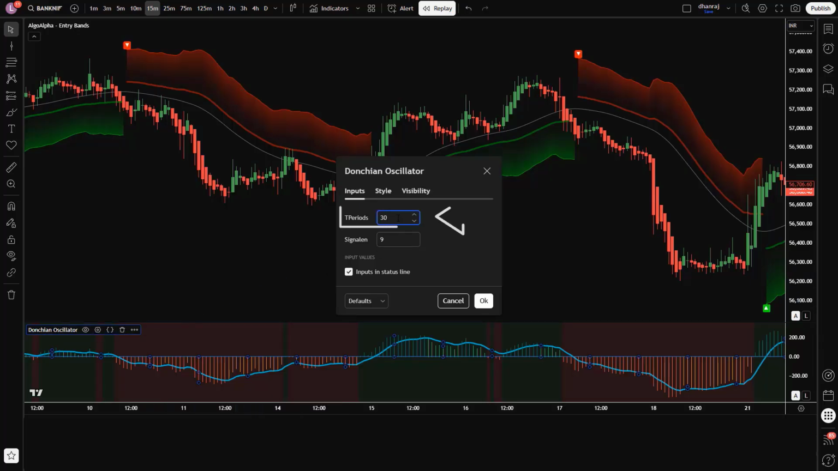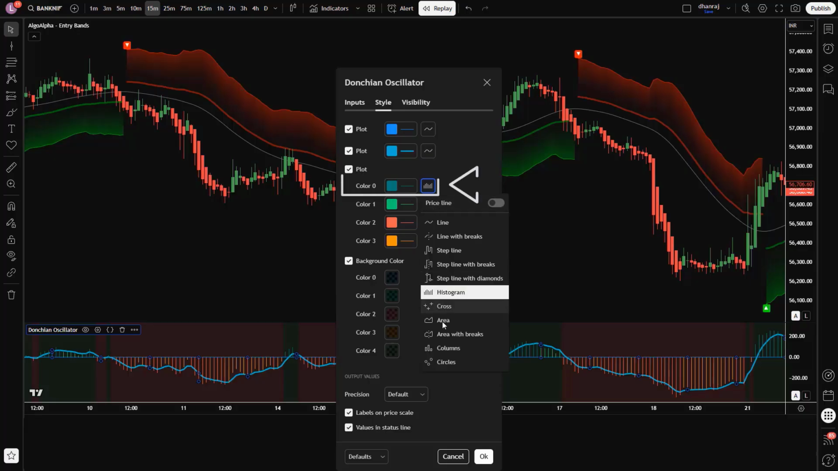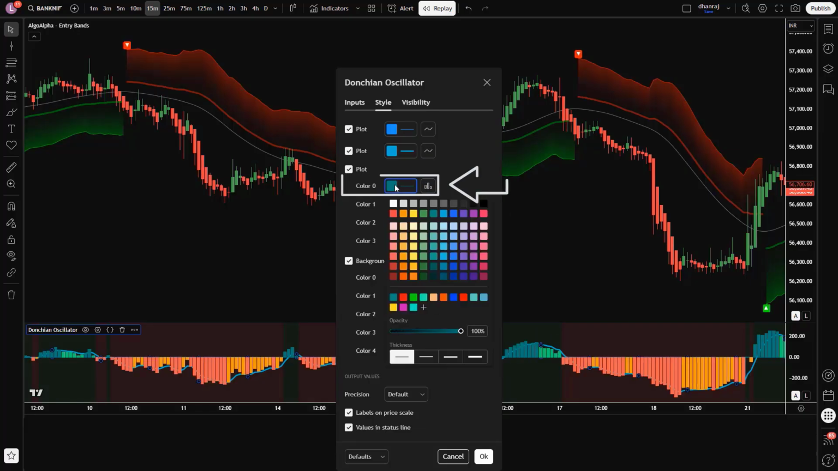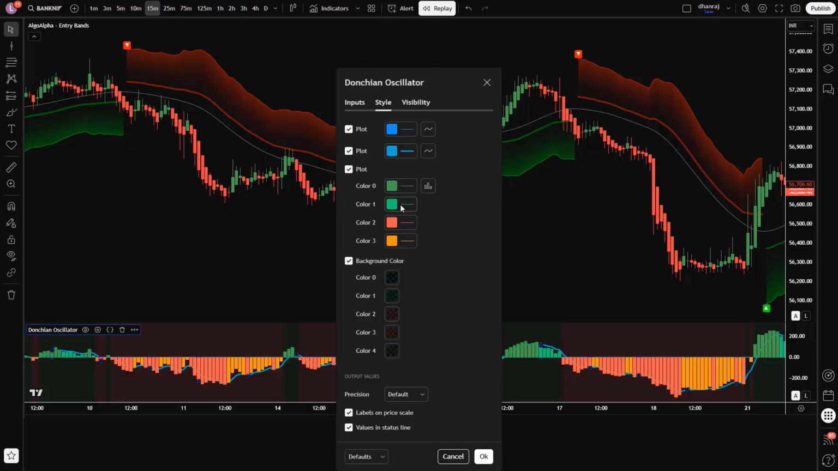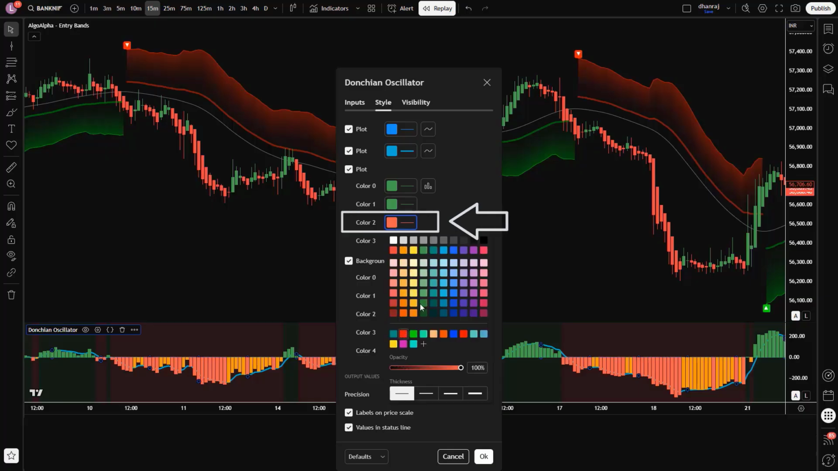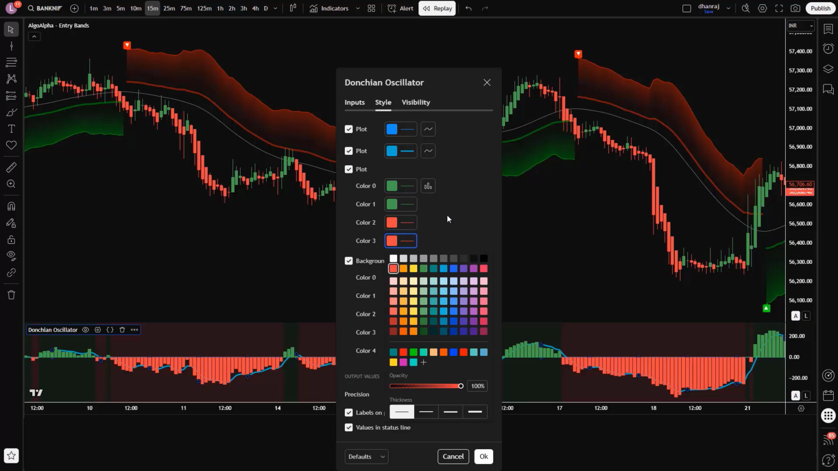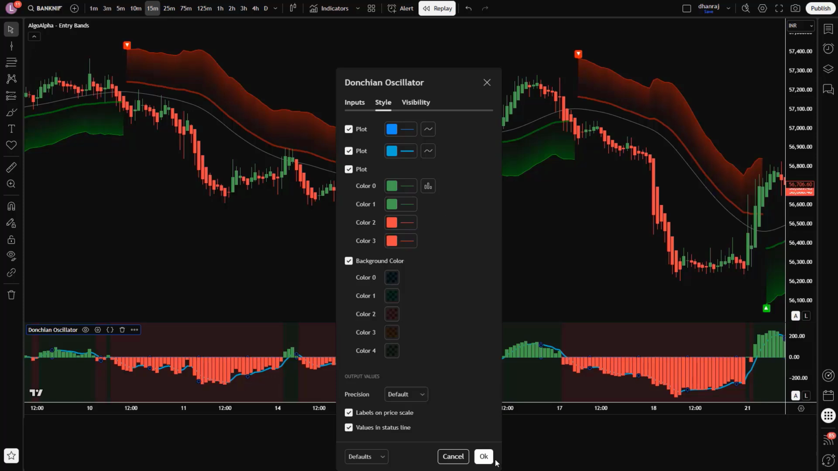We have to change this T periods options from 30 to 25. We have to change this signal option from 9 to 5. We have to change this color 0 option from histogram to columns. We have to change this color 0 option. We have to change this color 1 option. We have to change this color 2 option. We have to change this color 3 option. Now our setup is ready.